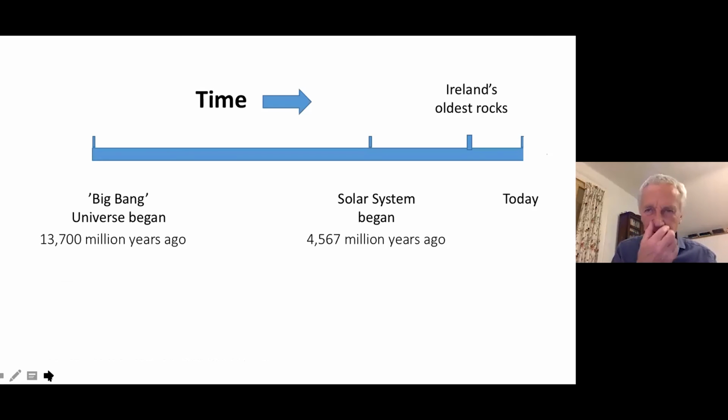So here's the time scale. The Earth was formed here in the middle, 4,500 million years ago. The solar system began. That was well on in terms of actual time, which began 13,700 million years ago with the Big Bang. Here we are today, and the oldest rocks in Ireland are only about here. So there's a lot of time going back before the very oldest rocks in Ireland. So what went on 4,500 million years ago?